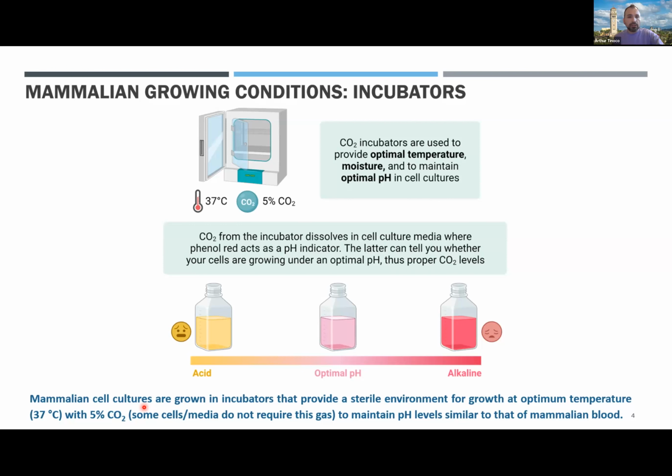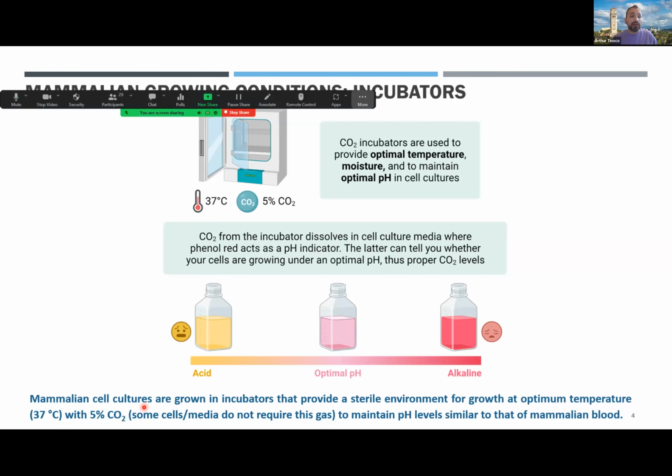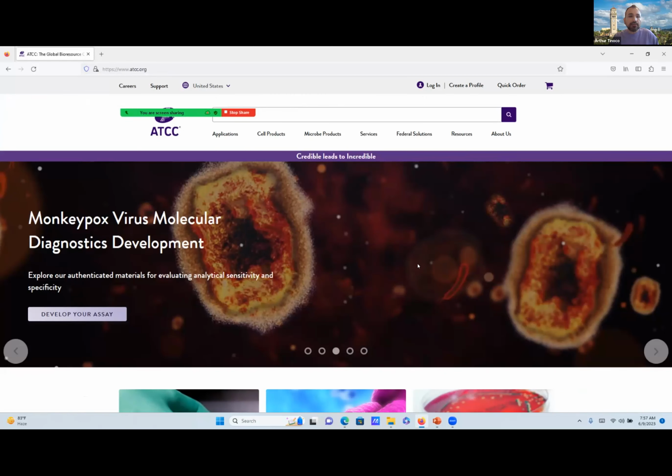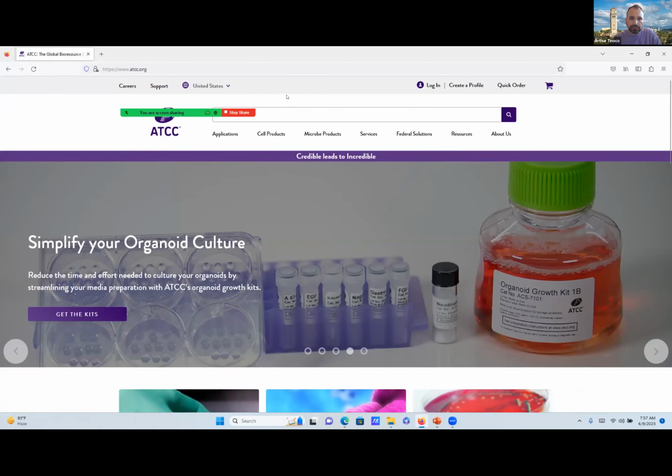All right, so I want to just quickly leave from this presentation. I want to show you where you might be able to get this information. So let me see if I can exit out of this. An example of a site where you can actually obtain cells is the ATCC site. Let's see if I can remove this background here.